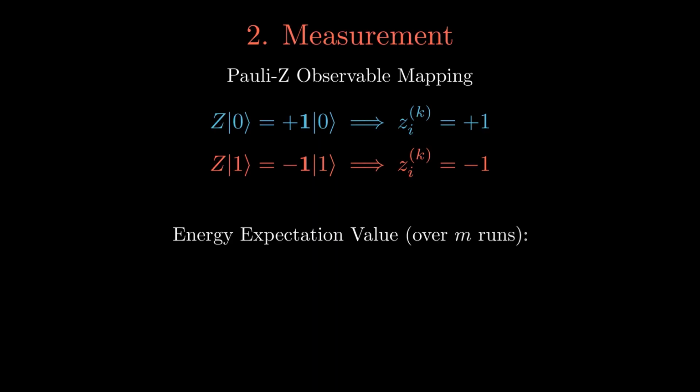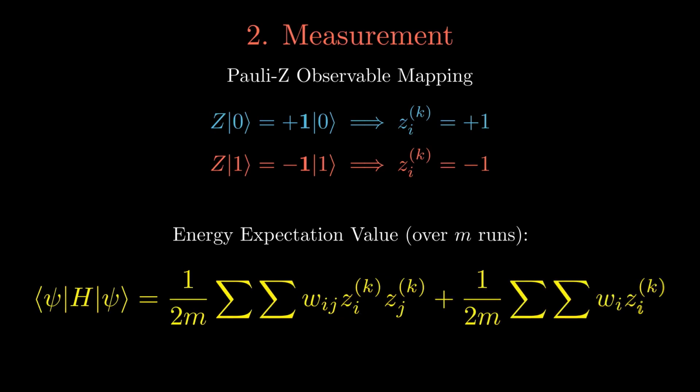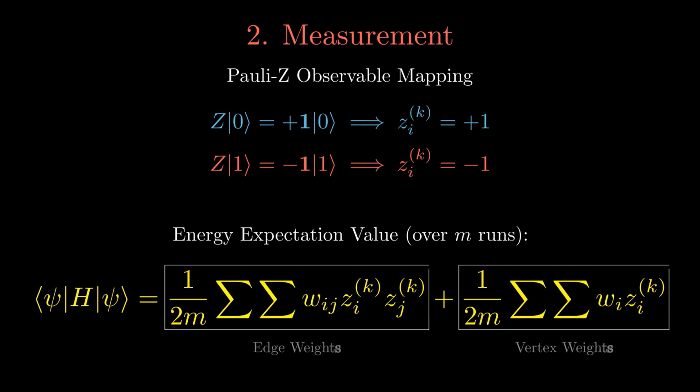Then the expected value of the Hamiltonian is estimated according to this equation, where the first sum runs over measurement runs k and edges ij element of E, and the second sum runs over measurement runs k and vertices i element of V.